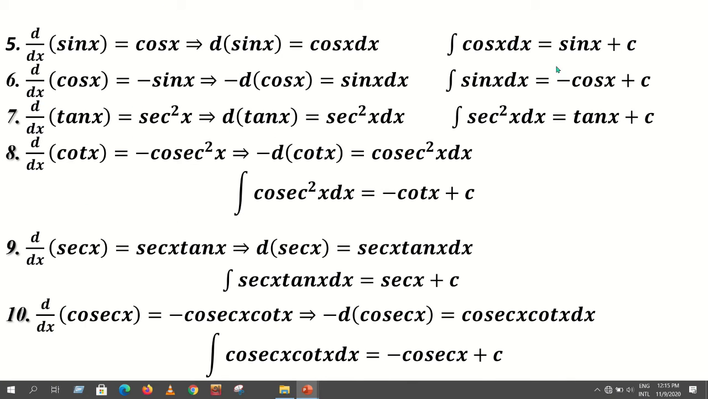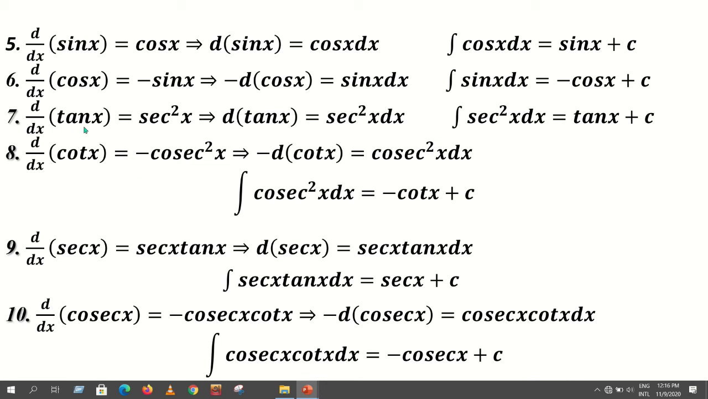Here are more formulas. Derivative of sin x equals cos x. So we know this. Therefore, integration of cos x dx equals sin x plus c. Similarly, integration of sin x dx equals minus cos x plus c.